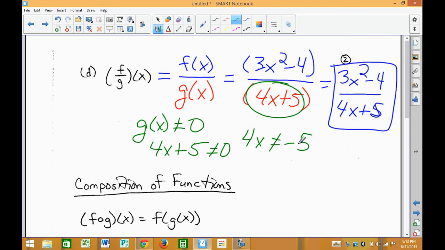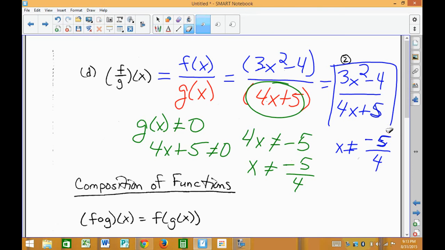So in order to figure out what x value would give us a problem in the bottom, we simply just solve for x. So as you can see, I subtracted 5 over, and now I'm going to divide, and I get negative 5/4. So we have to note that x cannot be negative 5/4. Okay, and that should be part of the solution. Okay, so we'll just put like a little comma here.